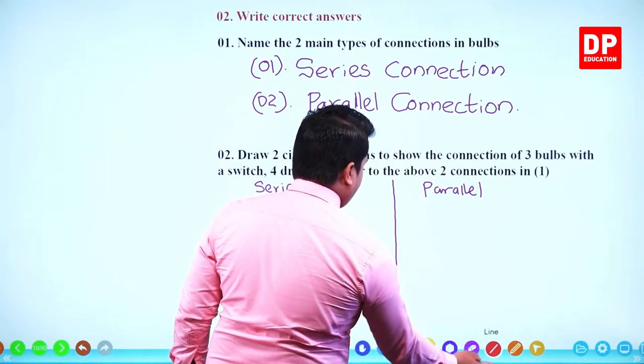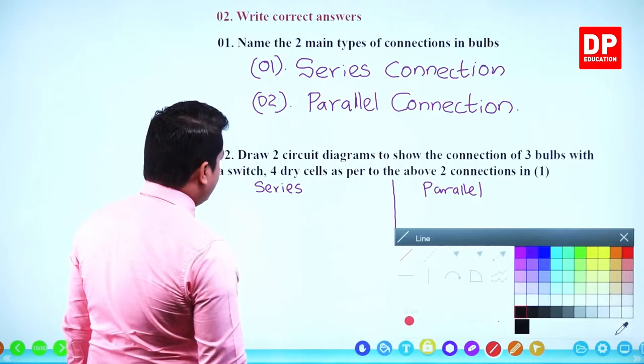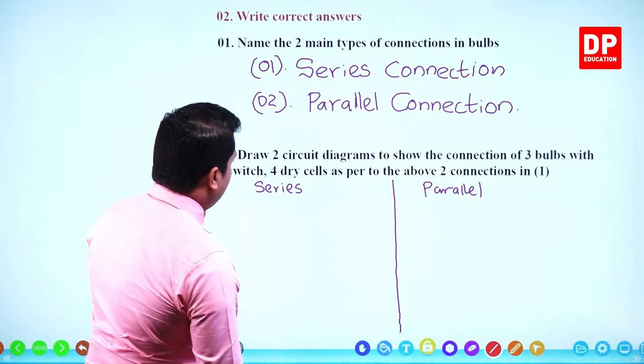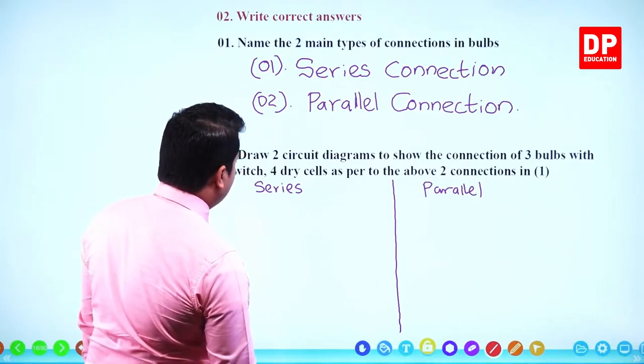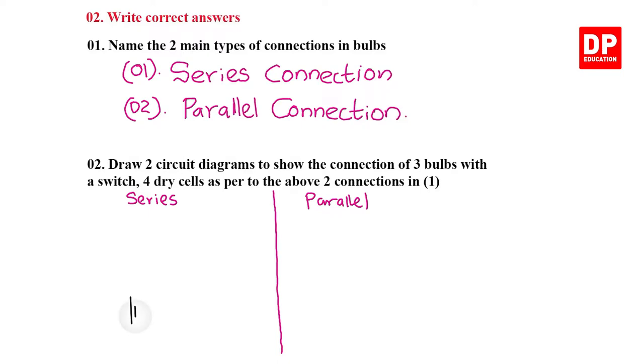Now let's draw. So I told you that when you are drawing circuit diagrams, we have to specially use straight lines, right? Okay, so in a series connection, how many bulbs are there? Three bulbs. So three bulbs are there with a switch, four dry cells. So first of all, we'll draw out four dry cells. One, two, three, and four. Right, four dry cells. Then we have to interconnect these terminals.